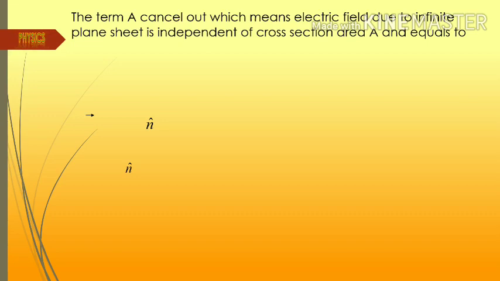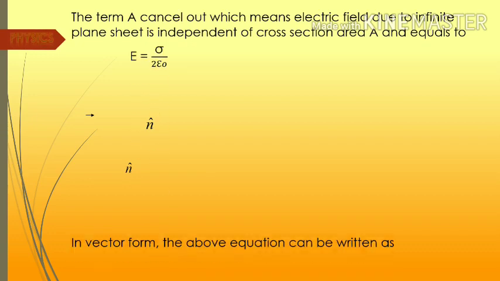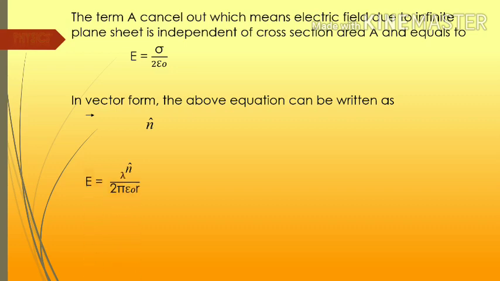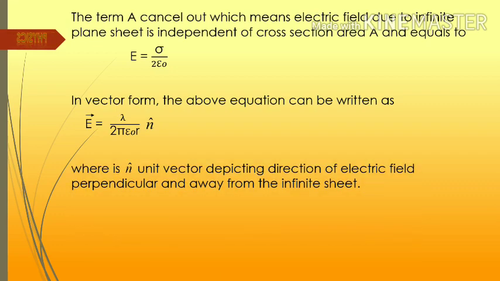Next, the term A cancels out, which means the electric field due to an infinite plane sheet is independent of the cross-section area A, and E equals sigma divided by 2 epsilon naught. In vector form, the above equation can be written as E vector equal to sigma divided by 2 epsilon naught into n cap, where n cap is the unit vector giving the direction of the electric field, perpendicular to and away from the infinite sheet.